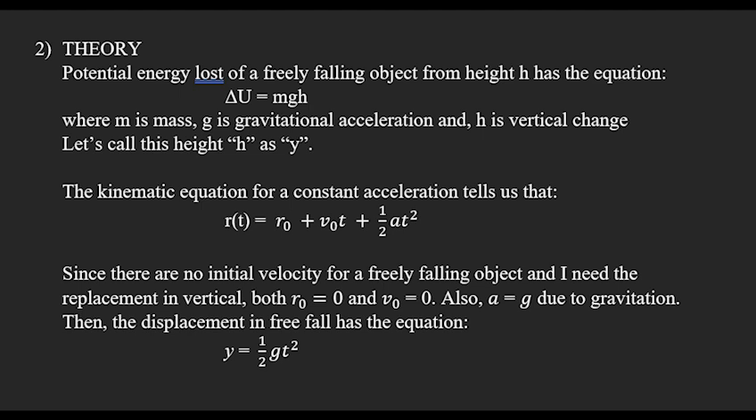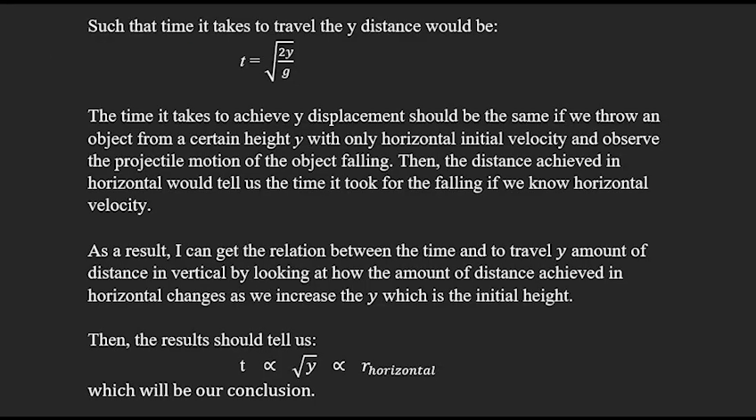As the theory tells, if we use the equation of potential energy lost of a freely falling object and the kinematic equation, we can see that the time it takes for a freely falling object is square root of 2h divided by g. Since the horizontal velocity does not change during the fall, we can observe the time by looking at the horizontal displacement.